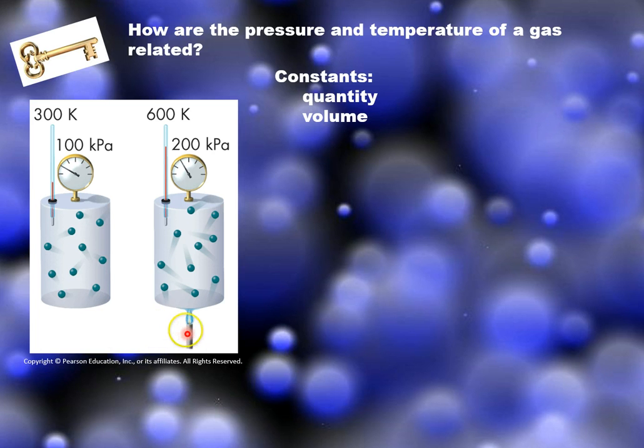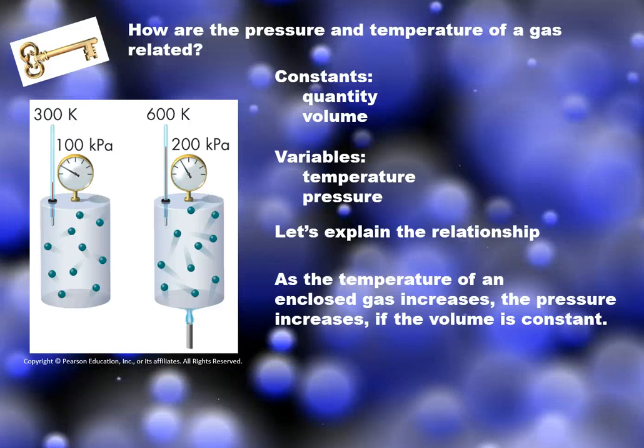So if you heat up, notice the Bunsen burner here, if you heat up that cylinder, what's going to happen to the particles? Well, the energy from the heat is going to be transferred to the particles. The particles are going to increase in kinetic energy, so they're going to move around faster. As they move around faster, their temperature increases. They're going to collide more on the sides of the container, and therefore the pressure is going to go up. So our variables are temperature and pressure. As the temperature increases, the pressure increases if the volume and the quantity are constant. And this is called Gay-Lussac's law.